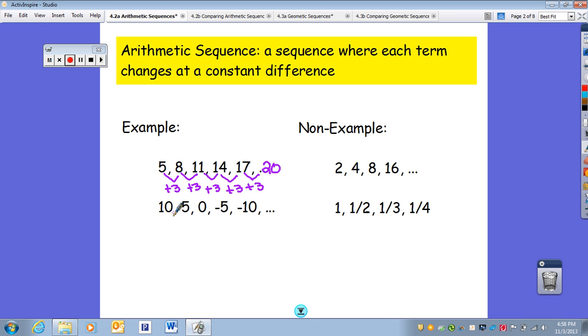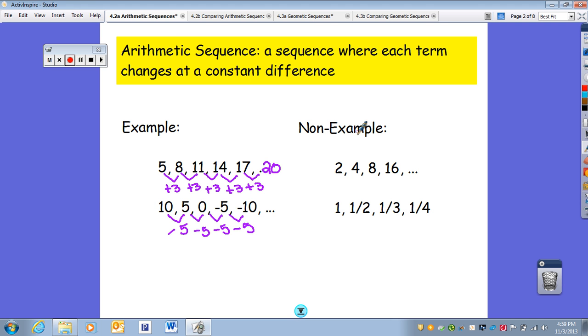If you take a look at the next sequence, to get from 10 to 5, I'm going to subtract 5 or add a negative 5. From 5 to 0, I'm going to subtract 5 or add a negative 5. And so on for each of these terms.